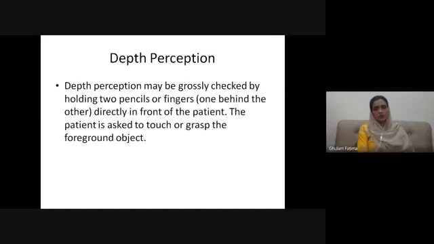After that, there is a term called depth perception. Depth perception is simply this: if you have two things in your hands, like these two things, I can easily guess which is in front and which is behind. You can take three things at one level, at eye level, and ask the patient to pick up the one which is behind. The patient will pick up this. Or you can ask the patient to pick up the one which is in front, and the patient will pick up this. So this is a method of checking depth perception.